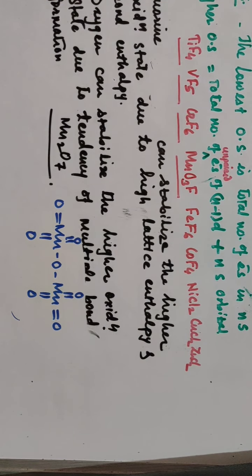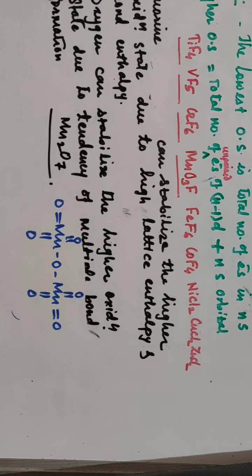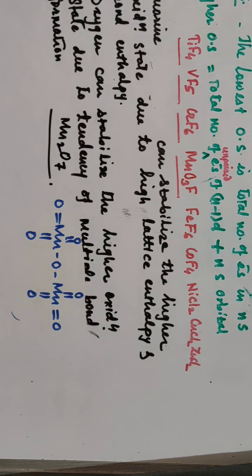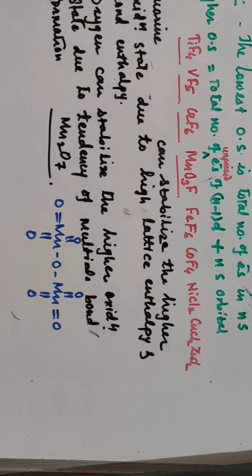The transition elements can show stable compounds with the lowest oxidation state also, and they can show stable compounds with the highest oxidation state with fluorine and oxygen. Fluorine can stabilize the higher oxidation state due to high lattice enthalpy and bond enthalpy, while oxygen can stabilize the higher oxidation state due to the tendency of multiple bond formation.